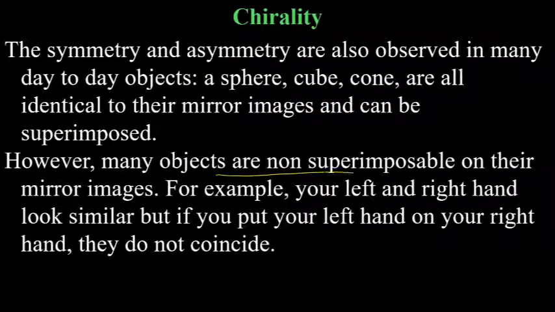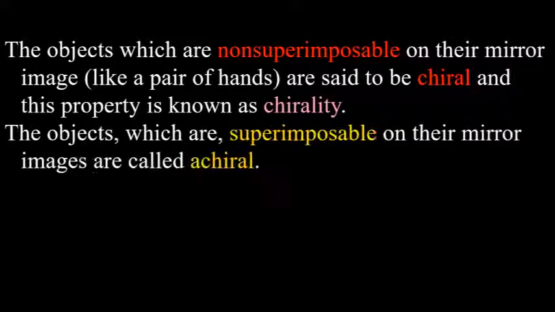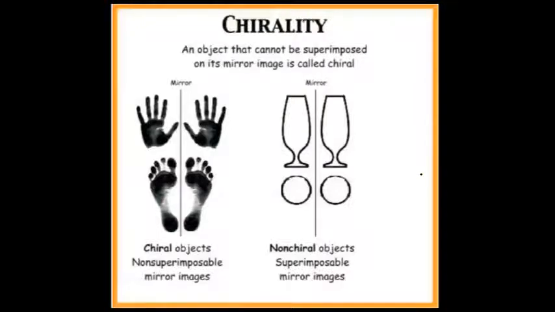However, many objects are non-superimposable on their mirror images. For example, your left and right hand look similar, but if you put your left hand on your right hand, they do not coincide. Just see here. You might think that if I flip my right hand it will get superimposed, because the thumb will come on the left side as it is here, but still it will not be superimposable.